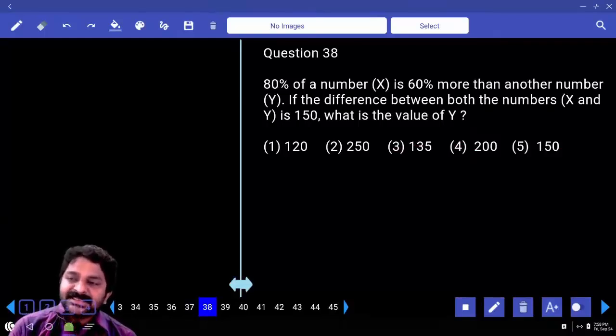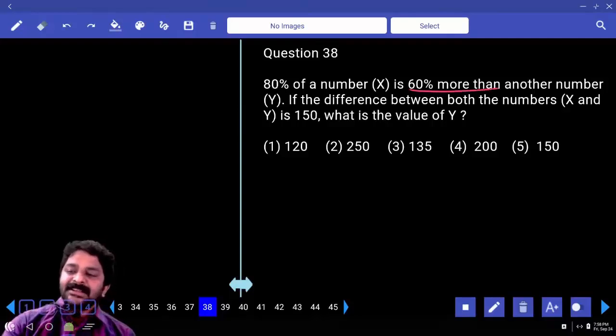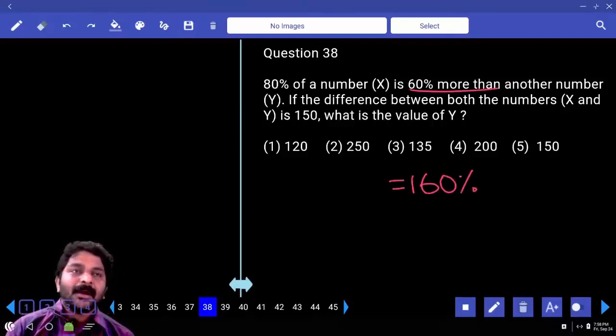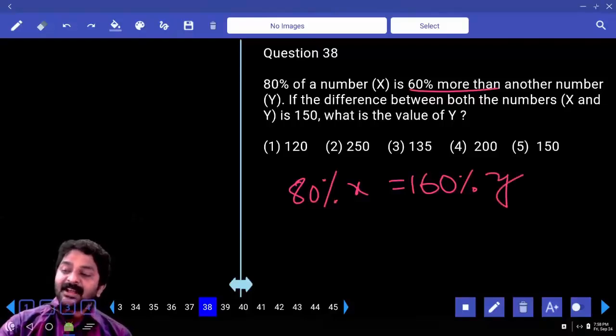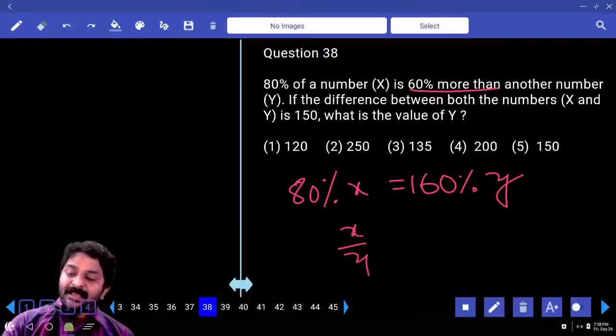80% of a number X is 60% more than another number Y. If it is 60% more, that will be equal to 160% only. So 80% of X is 160% of Y. From this, X by Y is equal to 2 by 1 only. 2 parts and then 1 part.